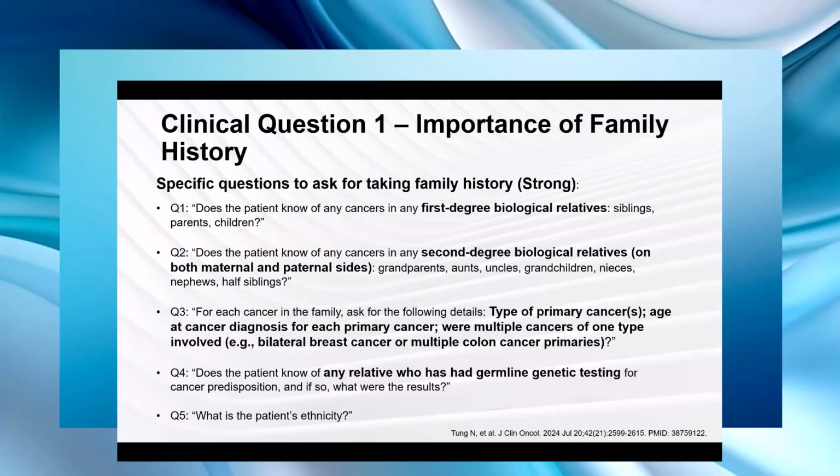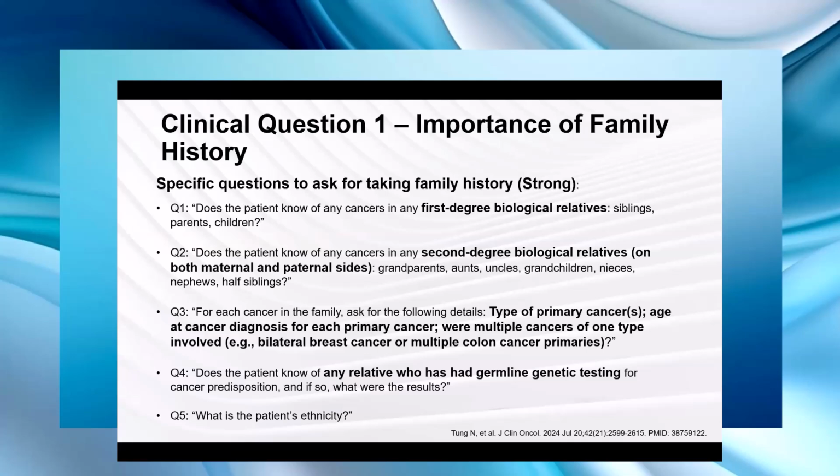Question 4 is around whether or not the patient understands if any relative has historically had germline genetic testing for cancer predisposition, and if so, what were those results? That's important because if that hereditary predisposition has already been diagnosed in a family, instead of going along with the recommendations here for multi-gene panel testing, where we're looking at and sequencing a number of different genes, we actually can focus in on only that specific genetic risk factor, which has been identified historically in the family. And that helps to clarify the significance for that particular individual.